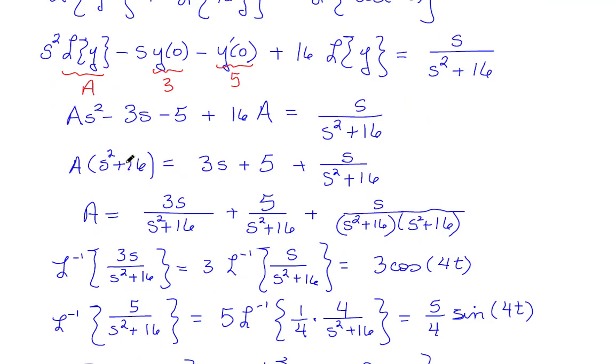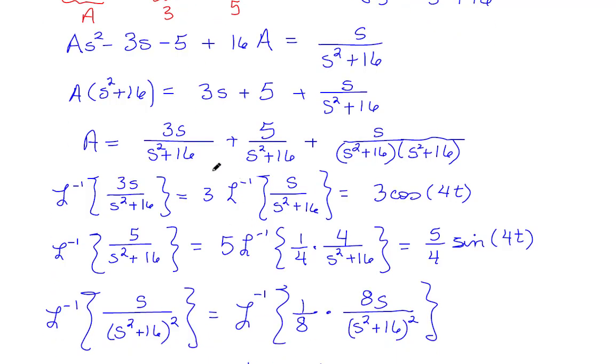All right, so collecting that together, I've got A here, A there, so that's A times s squared plus 16 equals. I'm going to bring the minus 3s and the minus 5 to the right. They become positive. And then I'm going to divide by s squared plus 16. All right, so taking it piece by piece. In this first one, I got a 3 that I can pull out, s over s squared plus 16. The inverse Laplace transform of that is the cosine of 4t.